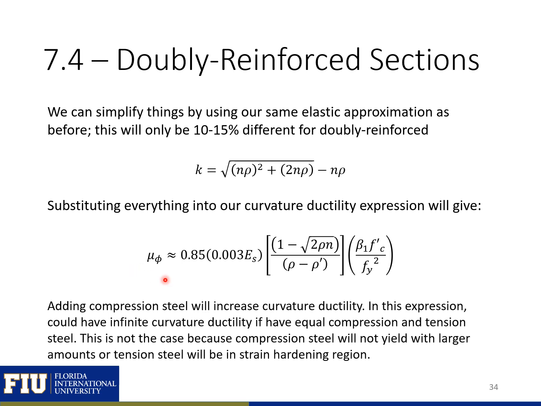You can note here that this equation would suggest that we can get infinite ductility if we have equal compression and tension reinforcement ratios. Note that this isn't the case because as you increase the amount of your compression steel, it'll be more likely that the compression steel doesn't yield, which will affect the underlying assumptions that we used to derive this approximate equation.